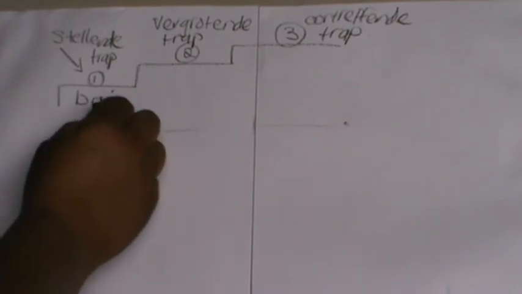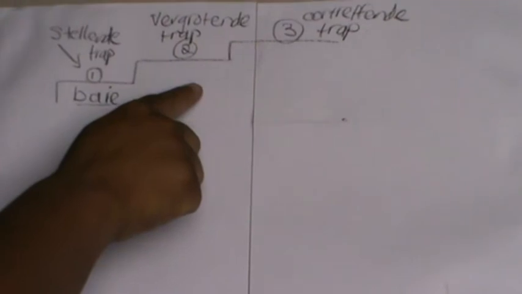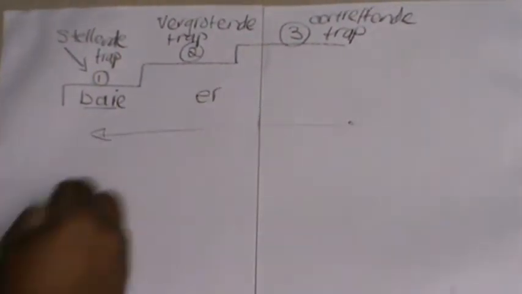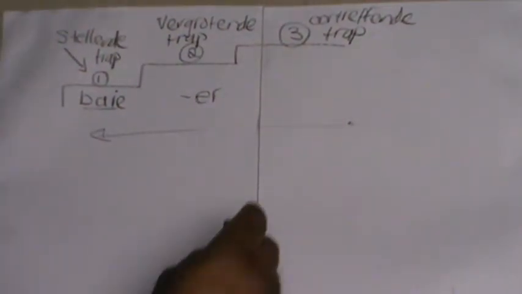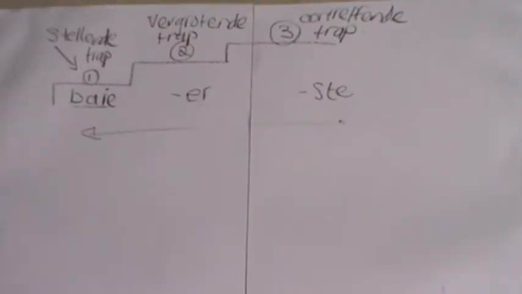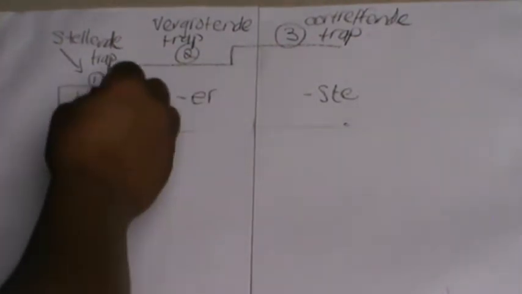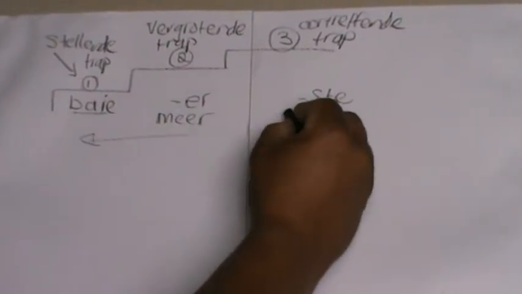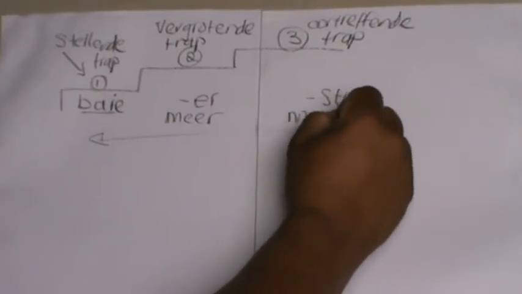This one. The word beter. In vergrotende trap, when we need to put it into vergrotende trap, we normally add ER. Right? Then in oortreffende trap, we normally put STE. We add it to the word. But with this word, some of the words, they completely change. Like baie becomes meer, and then meeste.